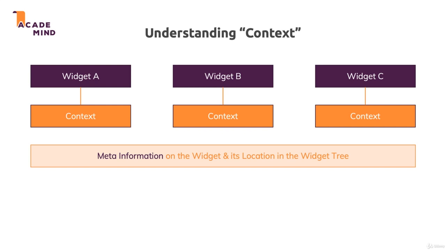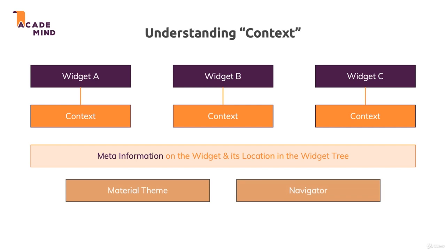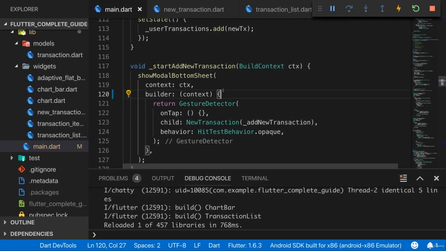So that context gives you a direct communication channel across your entire widget tree, because all contexts in the end know about each other. They know where in the widget tree they are and which other widgets exist around them, so to say. And that's why, for example, for accessing the theme or for navigation or for media queries, you use the context. Because Flutter has a very efficient communication channel behind the scenes for passing data between widgets.